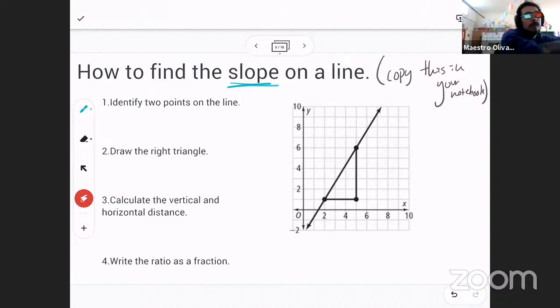I'll give you 2 more minutes to copy this in your notebook. Once you have finished, you can either type done into the chat box or type your favorite color into the chat box when you are finished.